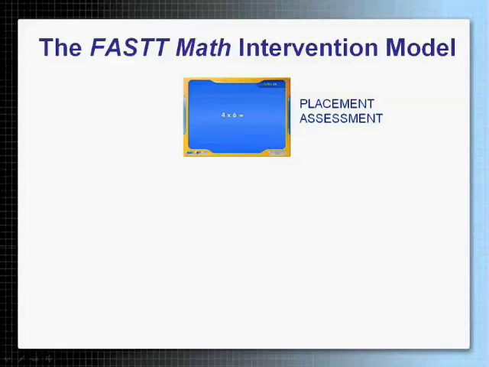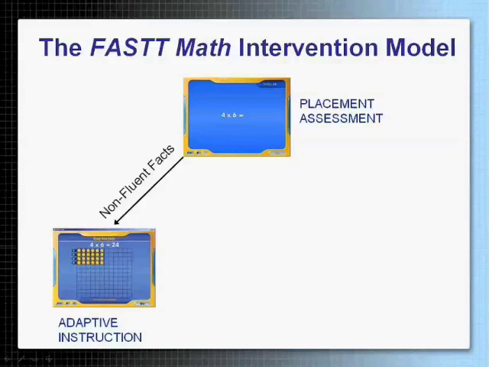So the FAST Math intervention model begins with an initial placement assessment. This initial placement assessment will diagnose which facts a student knows fluently and which facts a student still needs to learn. Those non-fluent facts, those facts they still need to learn, those will be targeted for adaptive instruction. And really, our goal with FAST Math is to move facts from working memory to long-term memory so that they can free up that working memory so that they can work on more complex tasks in mathematics.